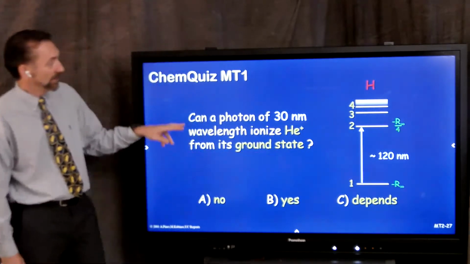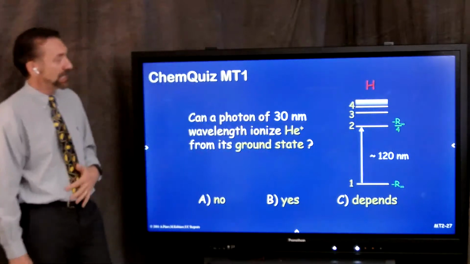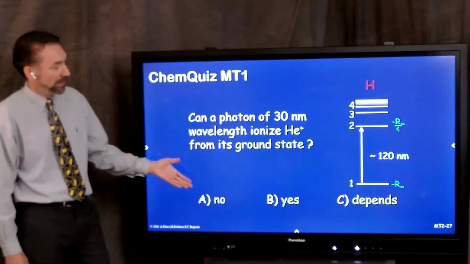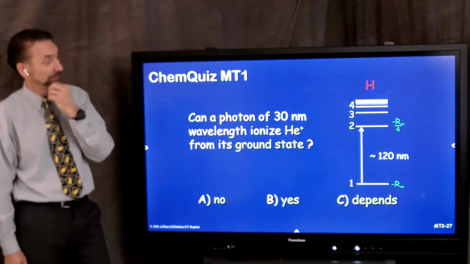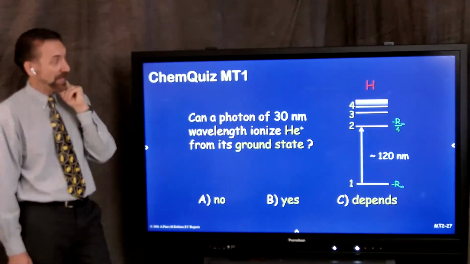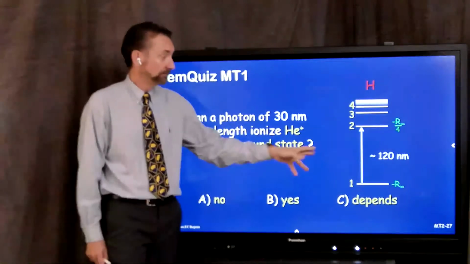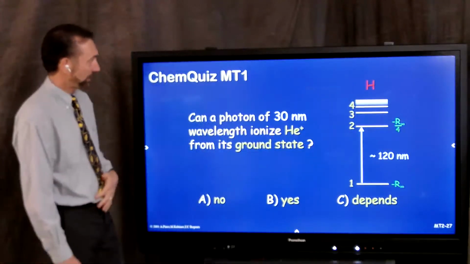The question is, can a 30 nanometer photon ionize helium plus? So think about that. And we'll go into our groups and talk about that.